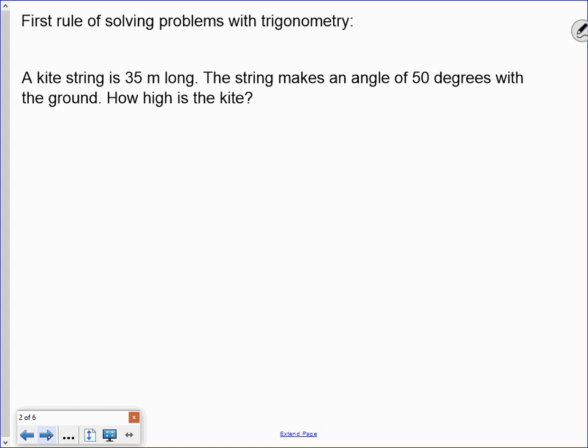In this example, we are going to look at the first rule of solving problems with trigonometry. It is to draw a diagram. The diagrams are key to solving these trigonometry problems. So they tell us that a kite string is 35 meters long. The string makes an angle of 50 degrees with the ground. How high is the kite?